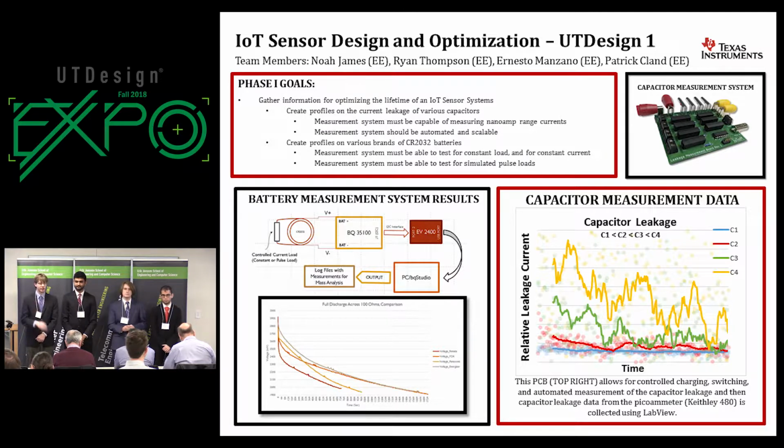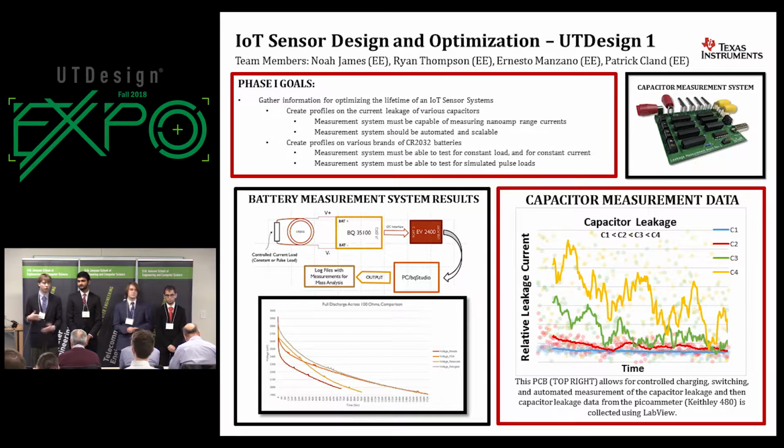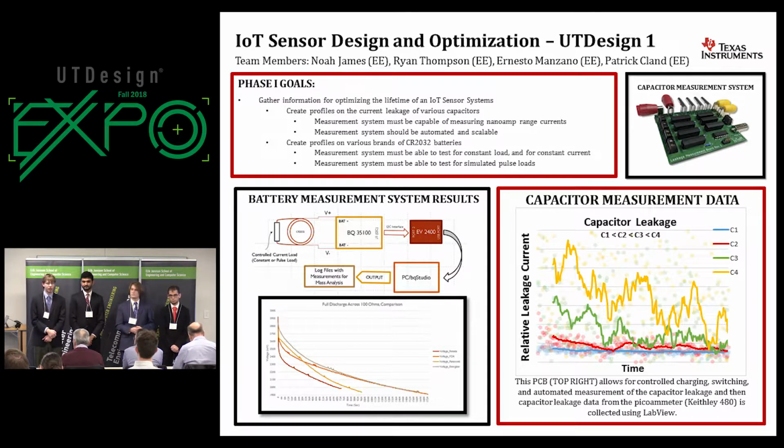Our project is a two-phase project. The eventual goal is to design and then optimize our own IoT or low-power sensor system. Phase one is broken into two separate components. The first component is we are characterizing different capacitors based on their leakage currents. And the second component is profiling different batteries based on different current profiles in order to emulate different situations.